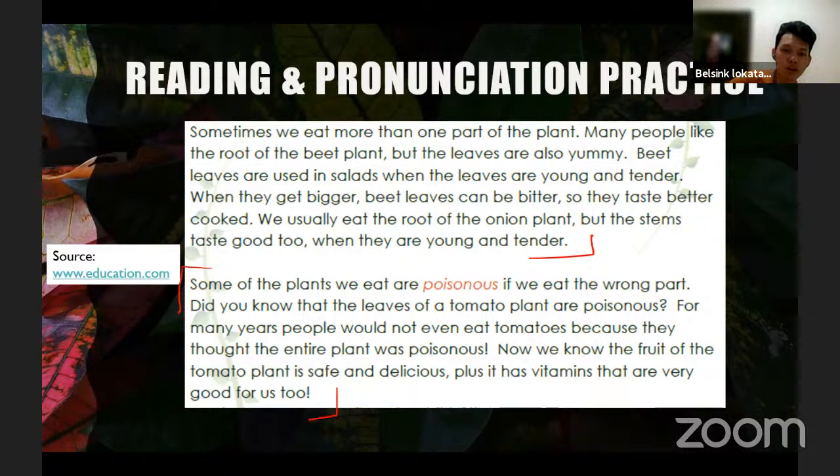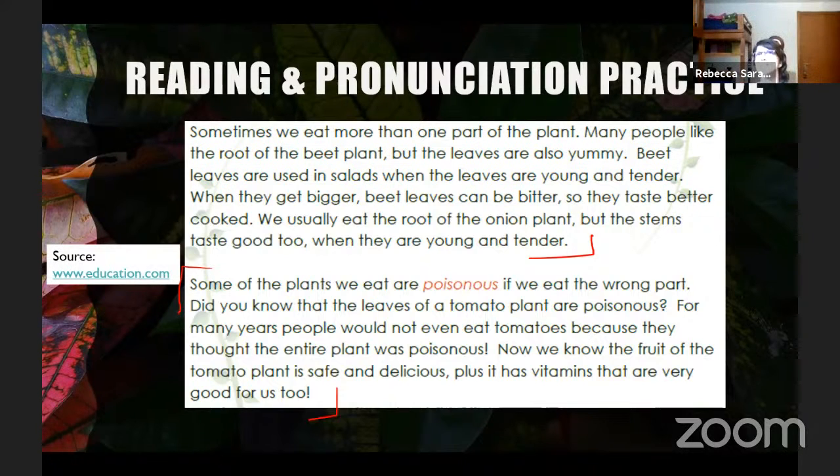Sometimes we eat more than one part of the plant. Many people like the root of the beet plant, but the leaves are also yummy. Beet leaves are used in salads when the leaves are young and tender. When they get bigger, beet leaves can be bitter, so they taste better cooked. We usually eat the root of the onion plant, but the stems taste good too when they are young and tender. The word I don't know is tender.